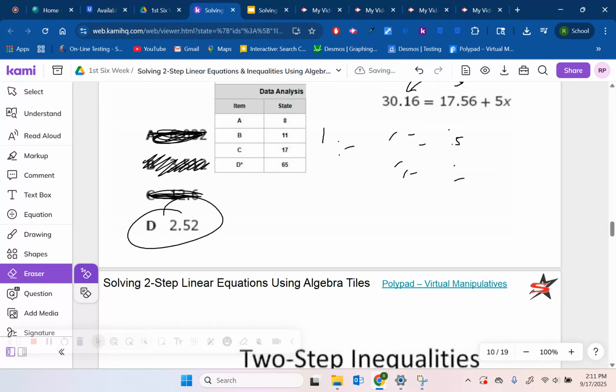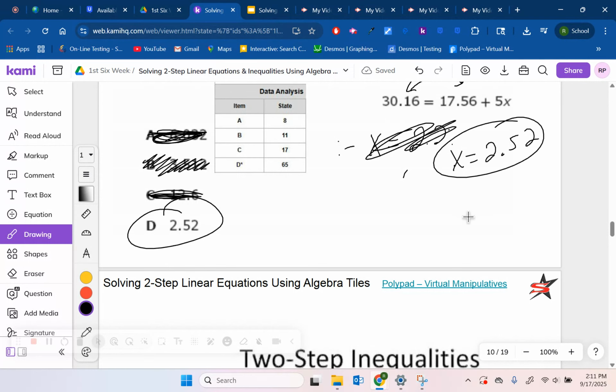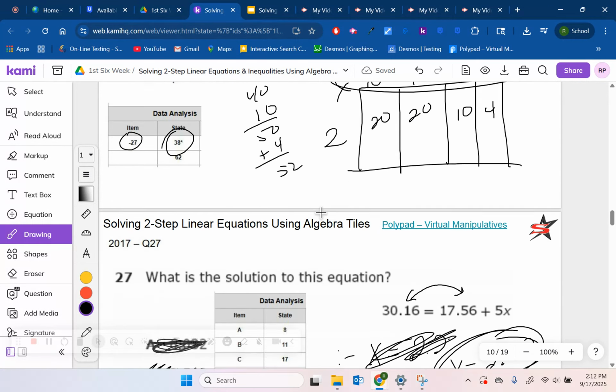The answer was x equals 2 and 52 hundredths, or 2.25. You draw a number line just like this real quick, and right here you put your answer, 2 and 52 hundredths, right? And all you do is mark where that coordinate would go. And that's your answer. That is the graph of this solution. And it's only one answer.